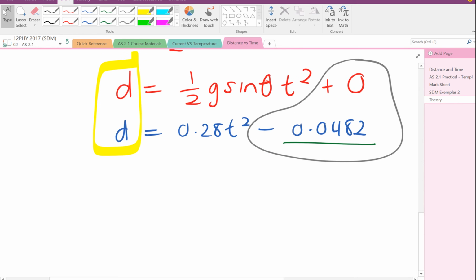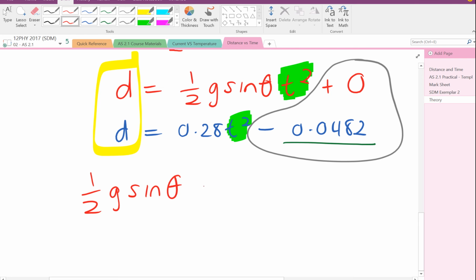All right, let's compare the last part of the equation. If I highlight the t squared, that one's got a t squared, that one's got a t squared. If we're making them the same, if we can compare them side by side, hopefully you guys can all see that a half g sine theta should be equal to what? 0.28. Okay? So if we compare them side by side and match all the symbols up, half g sine theta should, in theory, be equal to 0.28.